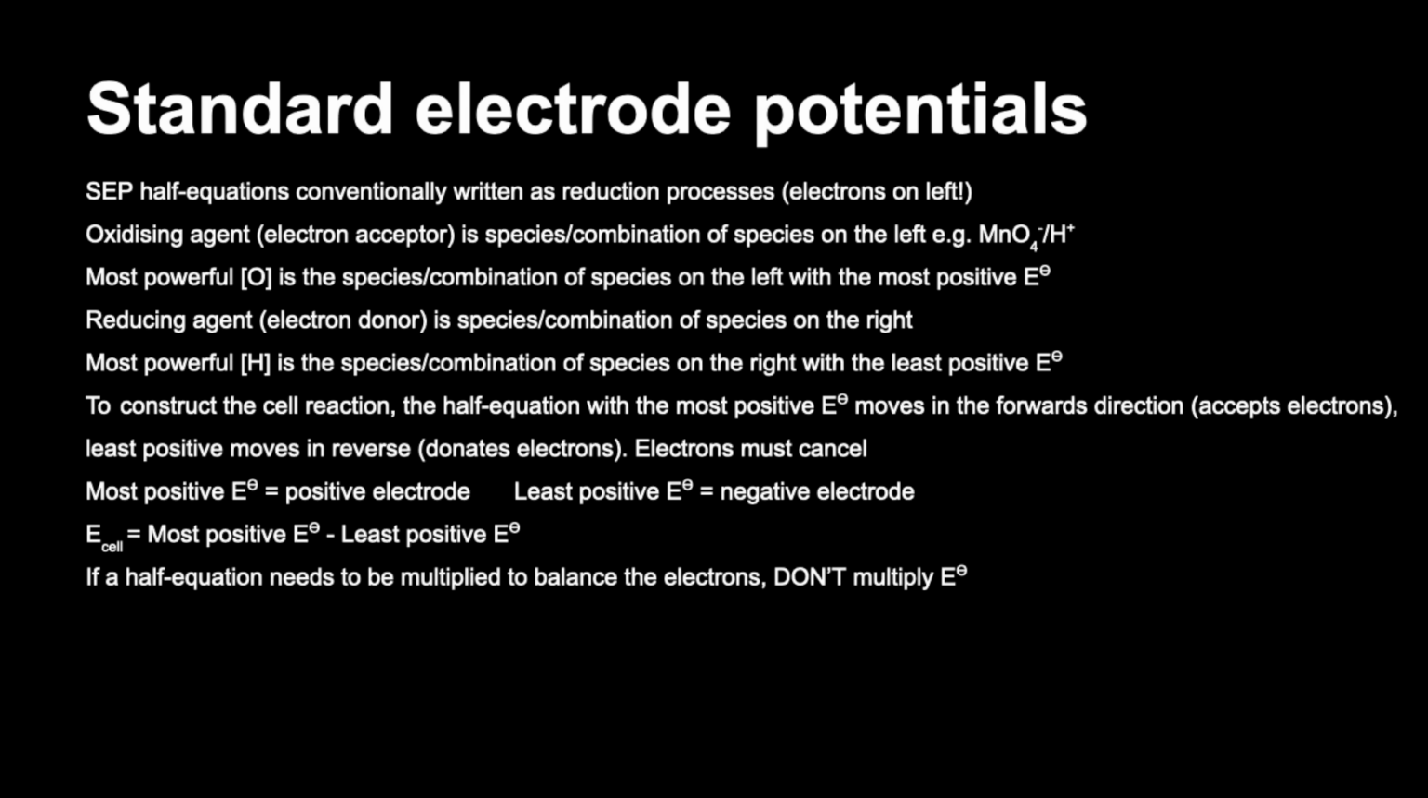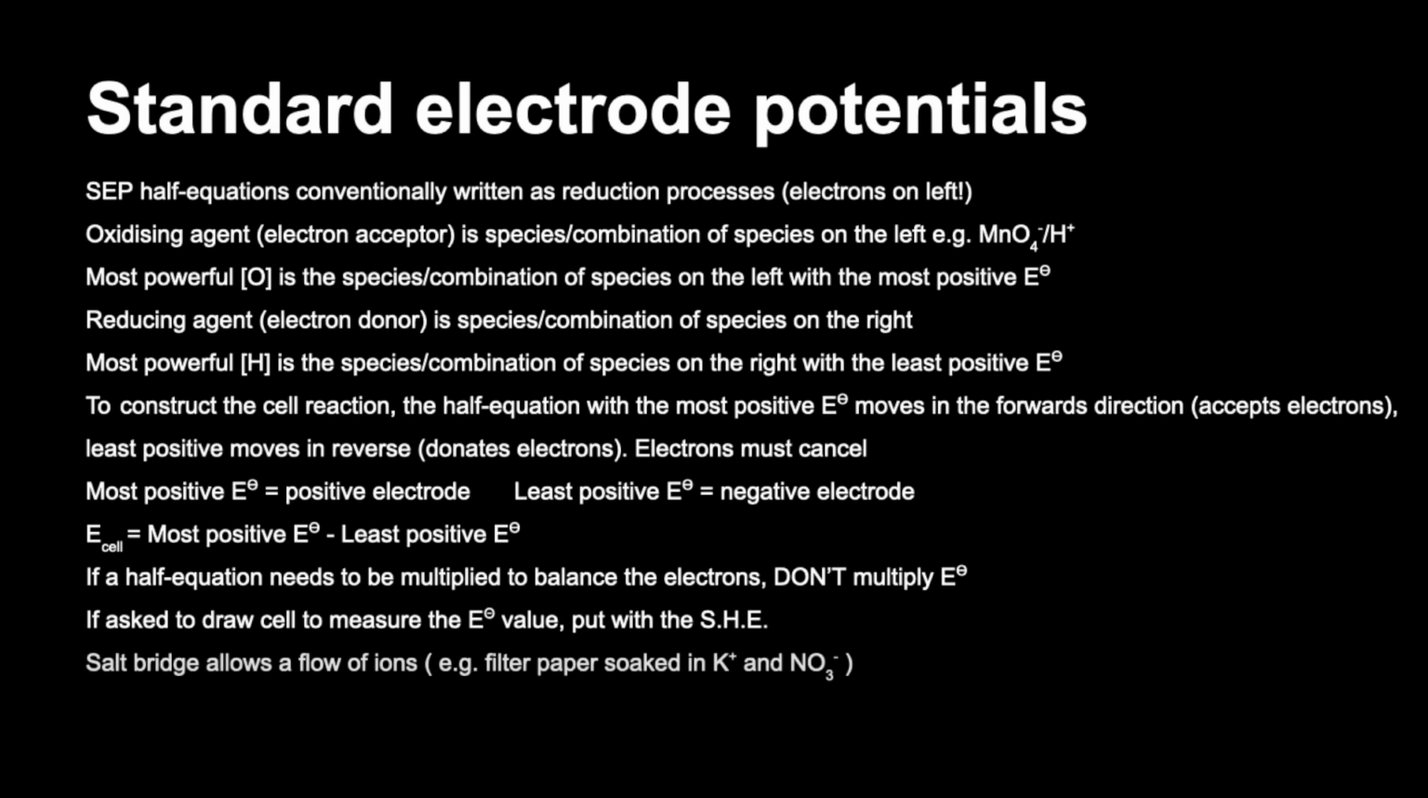And just remember that if a half equation did need to be multiplied out to balance the electrons, you don't multiply out its electrode potential value. If you've been asked to draw the cell that's used to measure the electrode potential value, then it's the one where you draw it alongside the standard hydrogen electrode, so make sure you know how to draw that.